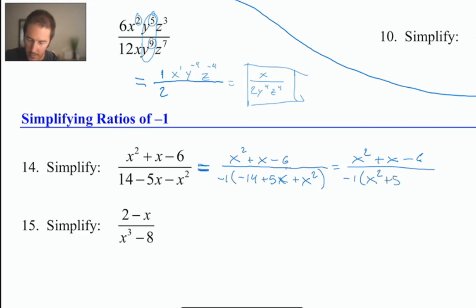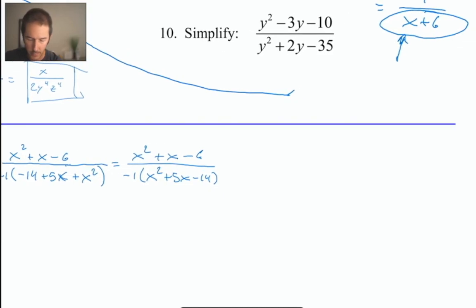X squared plus 5x minus 14. At this point, I would simplify. Do we have some more room over here? We do. All right, so let's say equals, and let's do some factoring. In the numerator, we have x plus 3 times x minus 2. In the denominator, there's the factor of -1, and then 7 and 2 look like they will work. X plus 7 and an x minus 2.